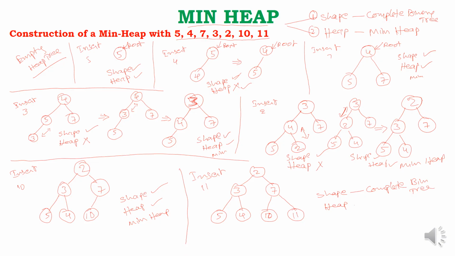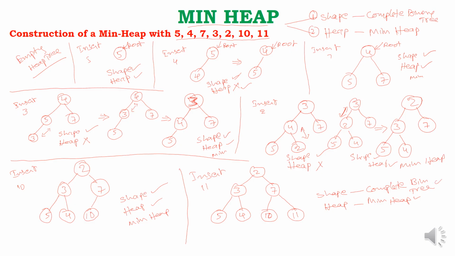What about heap? It should follow minimum heap. 2 is less than 3, 2 is less than 7, 3 is less than 5, 3 is less than 4, 7 is less than 10, 7 is less than 11. So it is following minimum heap property. So in this way, we can insert nodes to a binary heap.